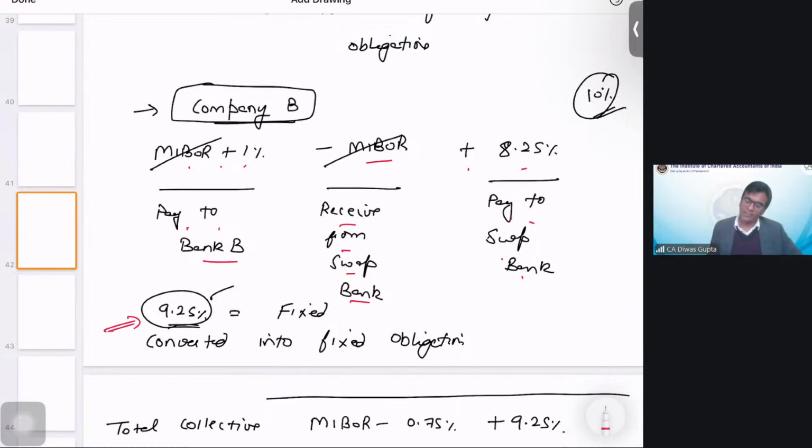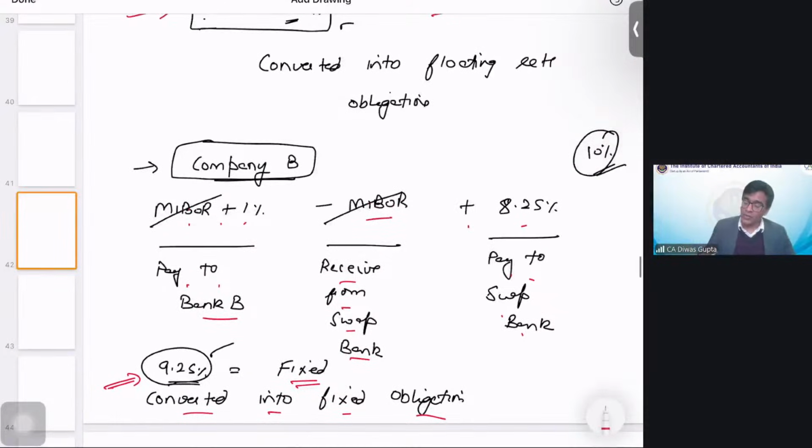So this 9.25, if you solve for this, MIBOR gets eliminated. So 1 plus 8.25 becomes 9.25. So 9.25 becomes fixed. So this gets converted into fixed obligations. Correct? So you see, originally they have borrowed into their opposite preferences, but ultimately, because of the swap, they are now able to borrow in their stated preferences.